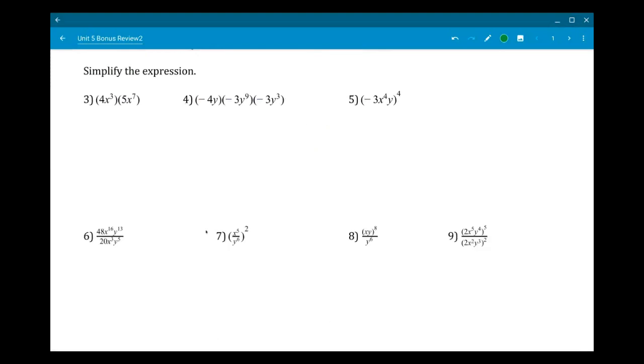Okay, for numbers 3 and 4, we're kind of using the same rule here. So we're going to be multiplying the numbers and adding the exponents. We're adding the exponents simply because we're just counting up the total number of variables. And we're not adding the numbers on the outside because they're not exponents. So they're not telling us how many of a total thing we had. We can multiply 4 and 5 and get 20. And then we've got 3 x's and 7 x's.